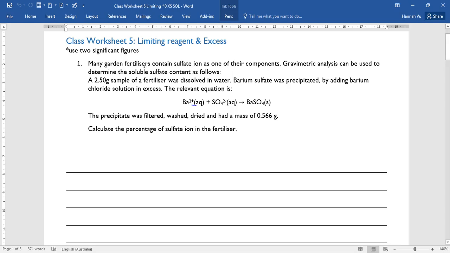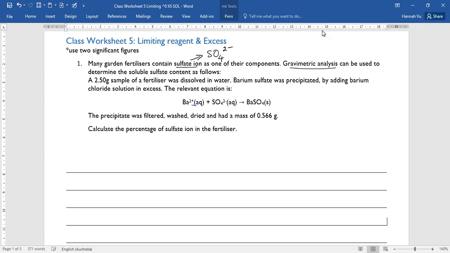Many garden fertilizers contain sulfate ions. The first thing that you always want to pay attention to when you do this kind of question is, what is the ion under investigation? So we're interested in sulfate ion. The formula for sulfate ion is SO4 2-. Gravimetric analysis can be used to determine the soluble sulfate content as follows.